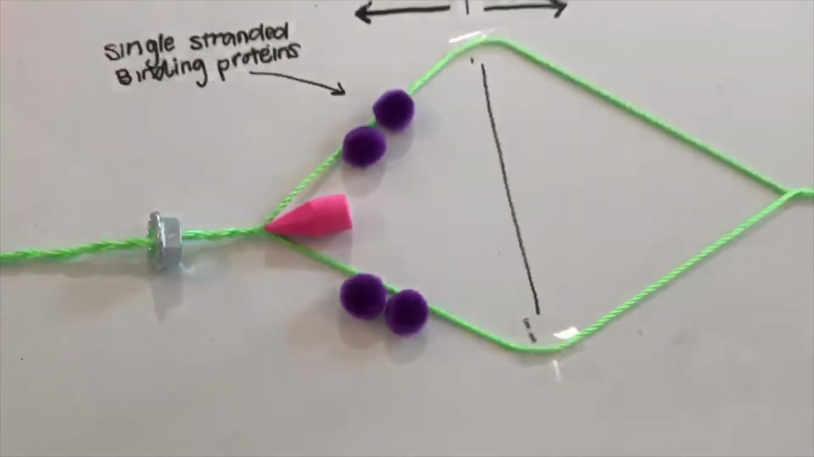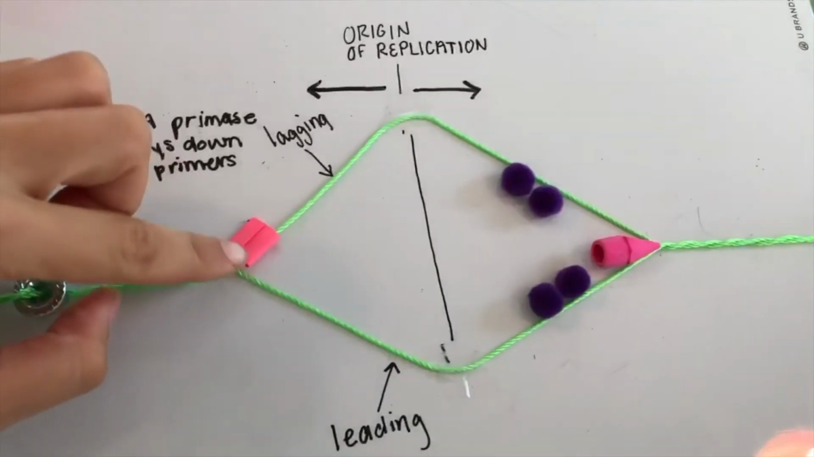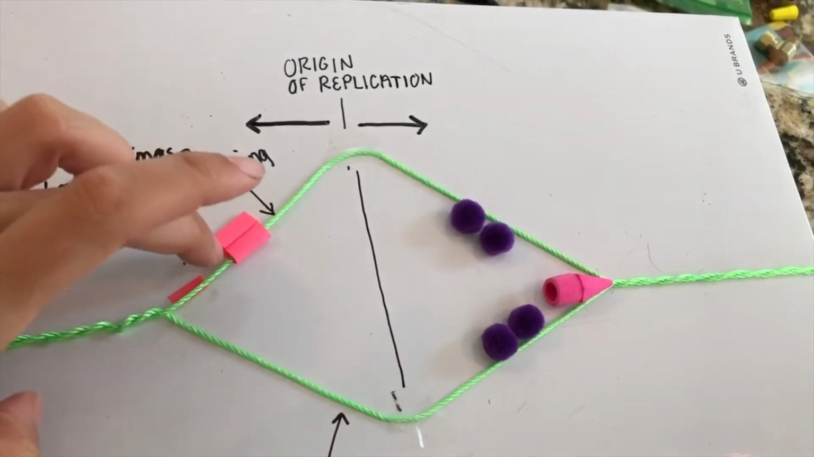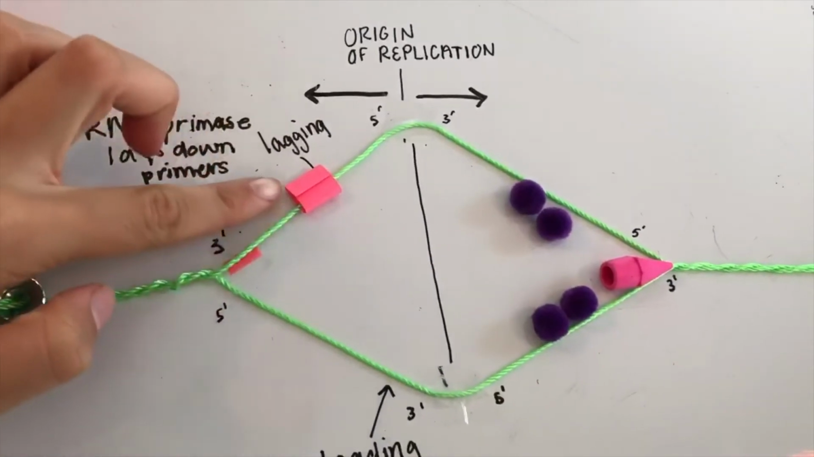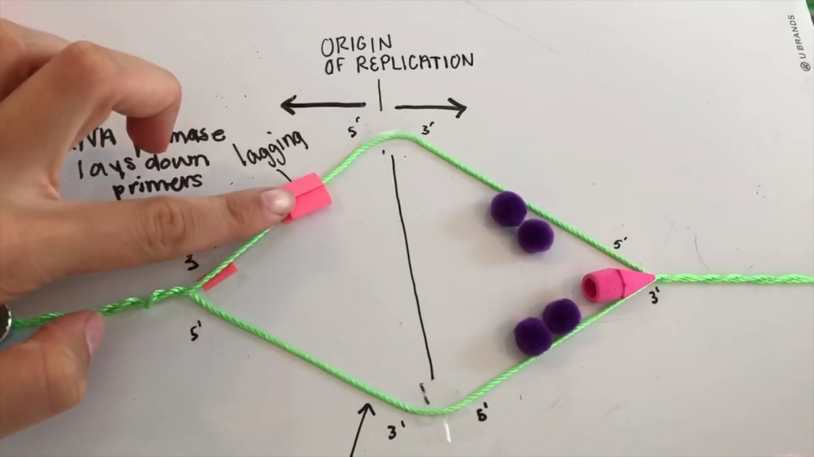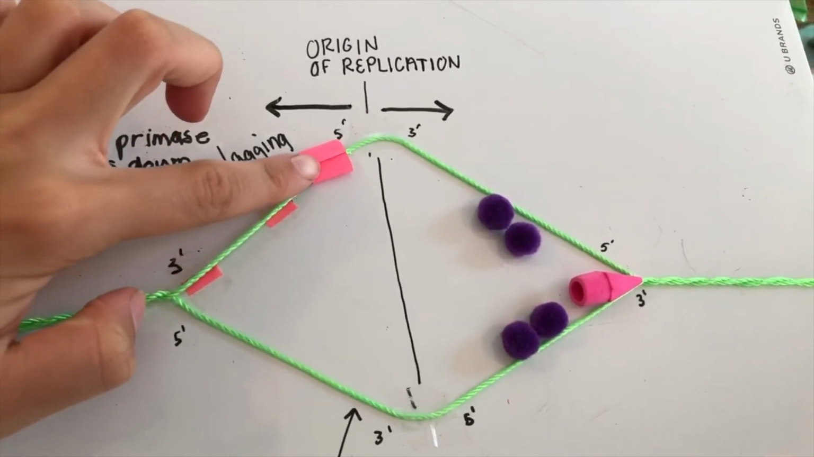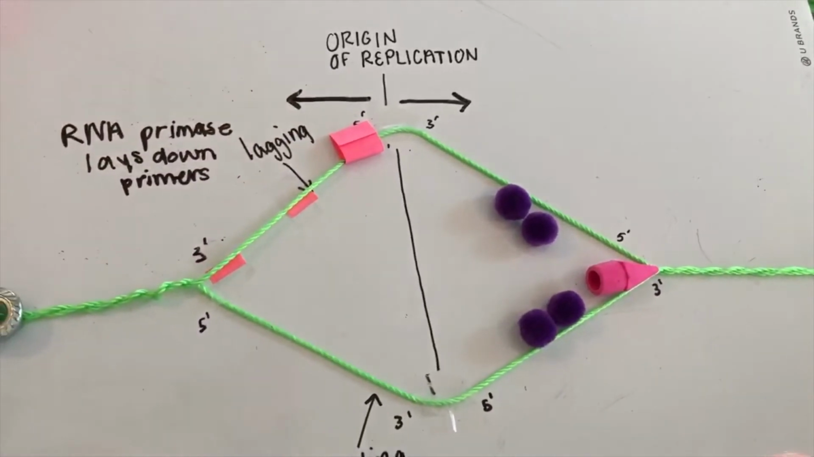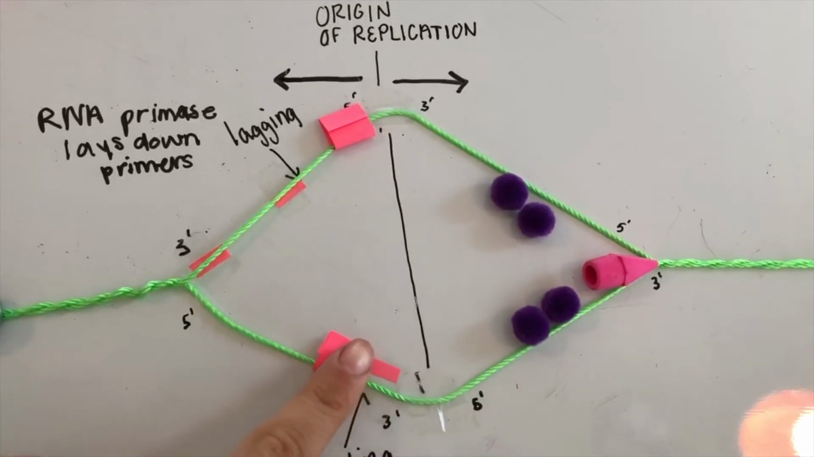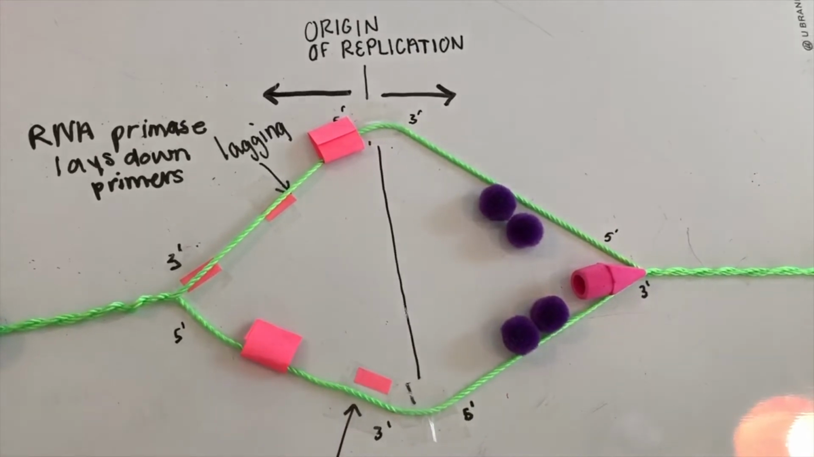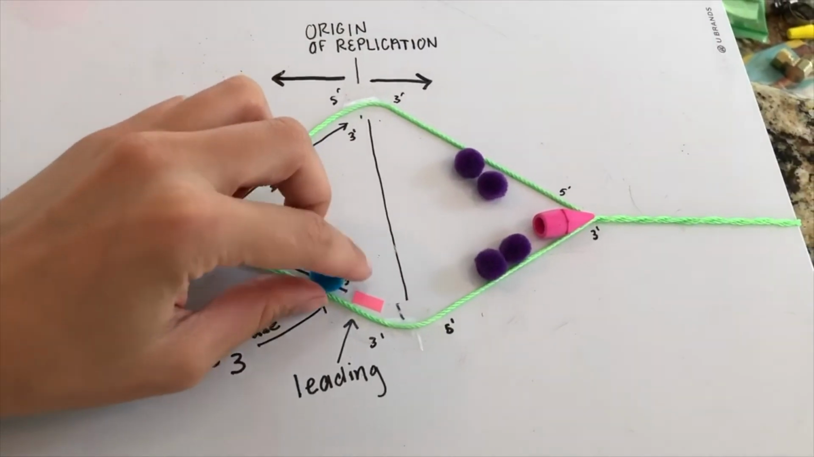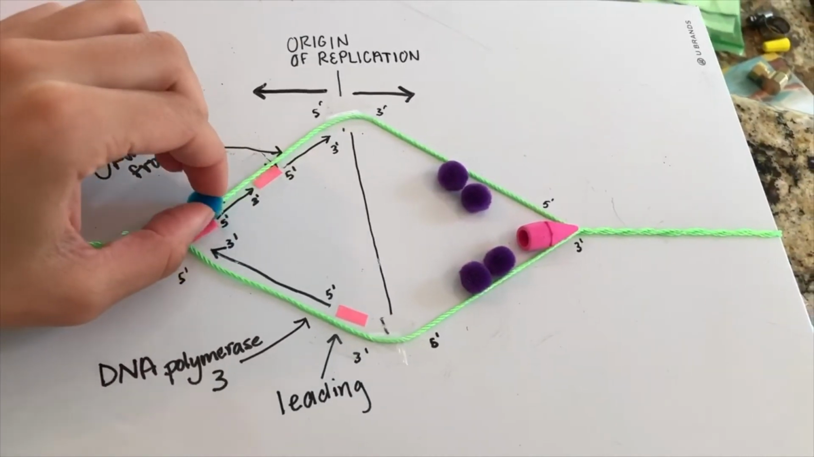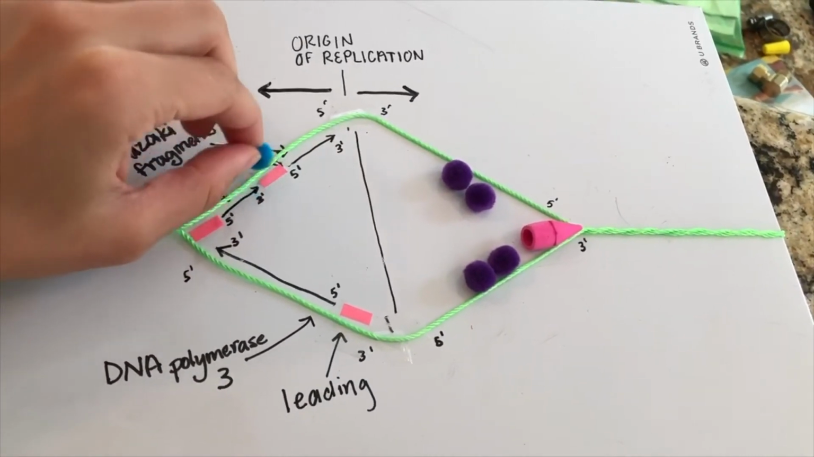Once the replication bubble is formed, RNA primase will attach to the parent DNA strands and lay down an RNA primer in a 3' to 5' direction, giving the DNA polymerase a free 3' OH end for the newly synthesized DNA to bind to, by the formation of a phosphodiester bond to the 5' phosphate of the new nucleotide. Now that DNA polymerase III can bind to the RNA primer and begin to add nucleotides, synthesis of the daughter strand has begun in the 5' to 3' direction.